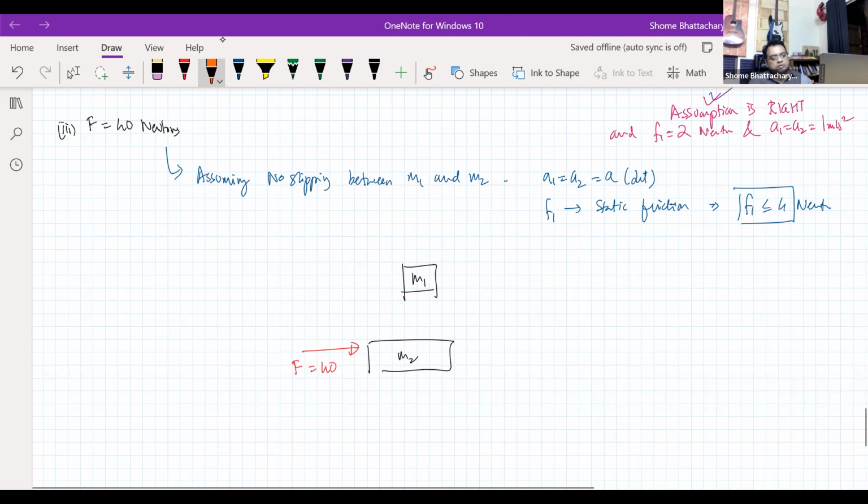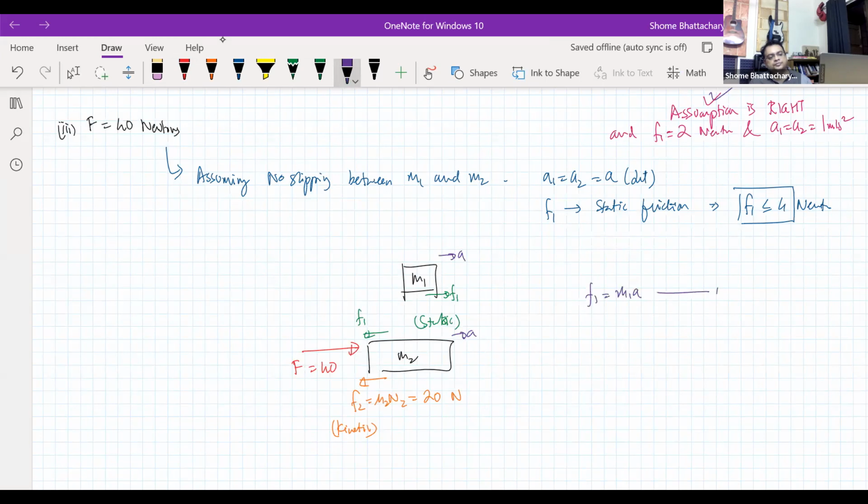F of 40. On the ground, there is kinetic friction of 20 newtons. But here I am assuming there is static friction, which is giving both of these presumably a common acceleration of A. So I have F1 is equal to M1A, and I have F minus F1 minus F2 is equal to M2A. From equation 1 I have F1 equals 2A, and from equation 2 this time I have 40 minus F1 minus 20 is equal to 3A, or 20 minus F1 is 3A.